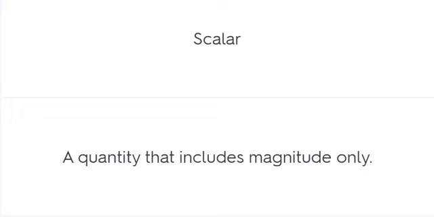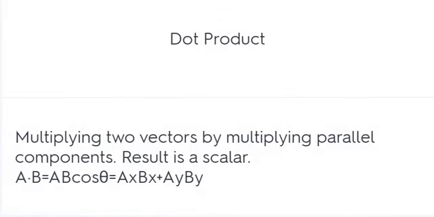Scalar, a quantity that includes magnitude only. Dot product. Multiplying two vectors by multiplying parallel components. Result is a scalar. A dot B equals AB cos θ equals AxBx plus AyBy.